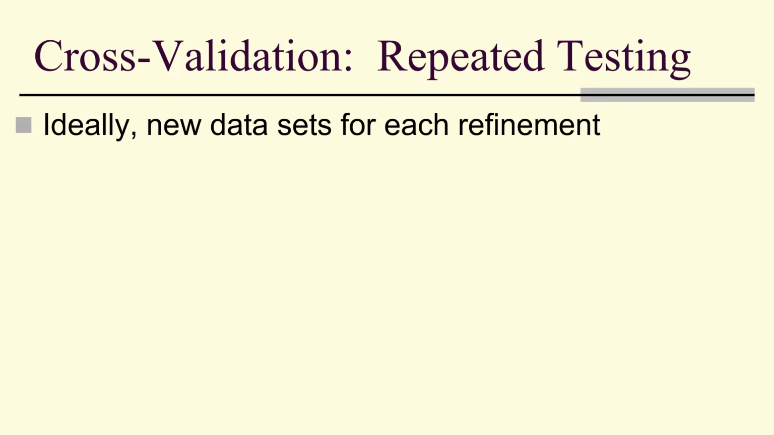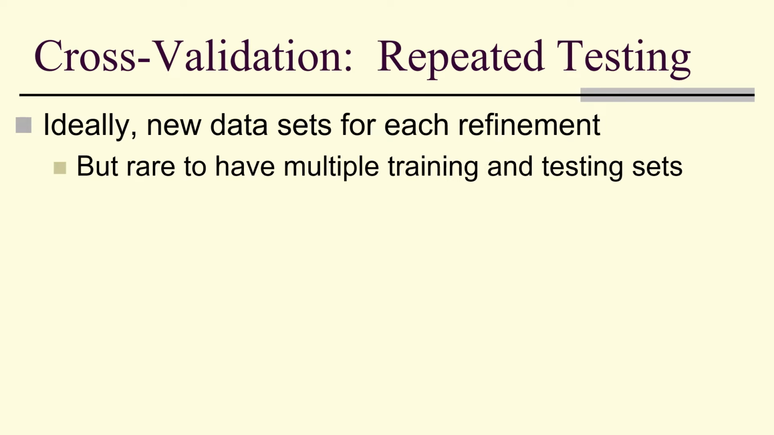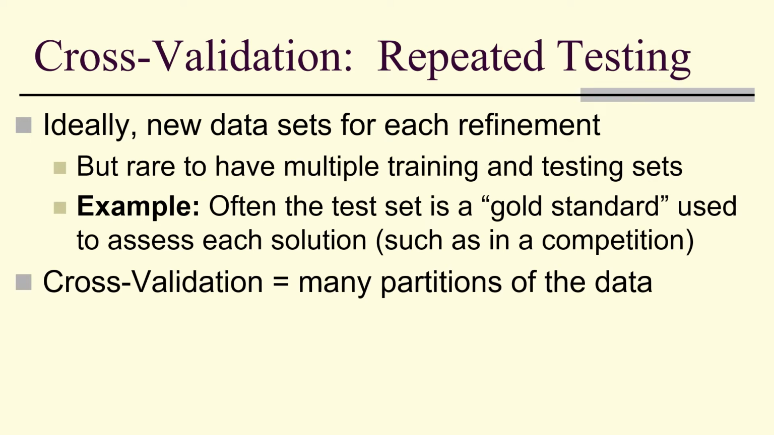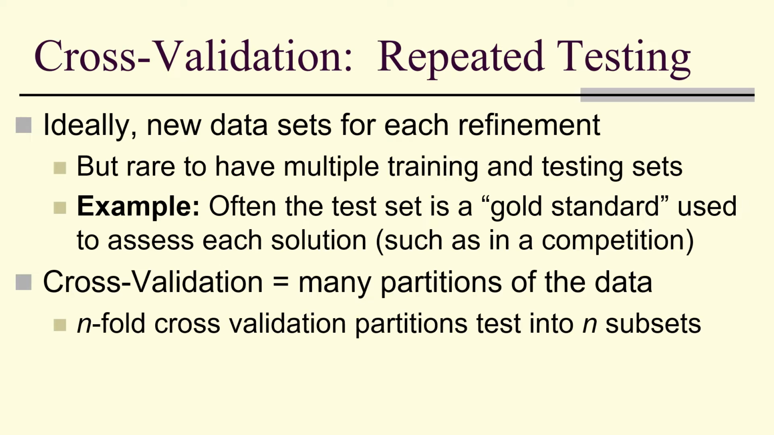So ideally we would have new data sets for every single step, but it's very rare to have multiple training and testing sets. So for example, often the test set itself is a gold standard, something that's known to somebody, like organizers of a competition that assesses solutions. So we don't have multiple sets, and that's going to bring us to the desire to use what's known as cross-validation. So cross-validation means we partition these usually very large data sets into several different partitions.